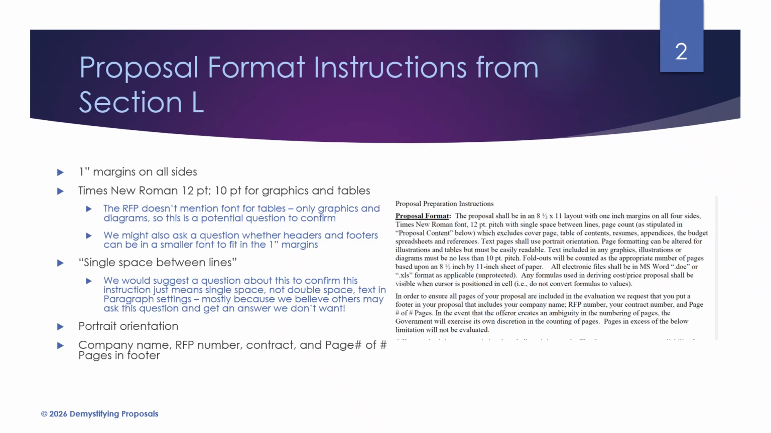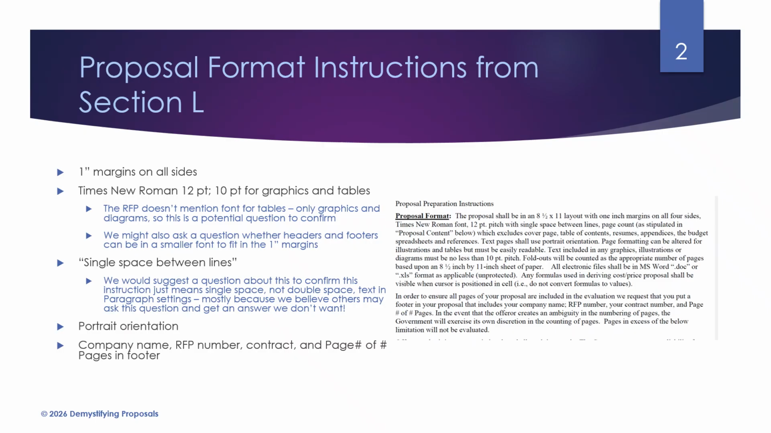So this is the proposal format instructions from section L, or as they call them, the proposal preparation instructions. They are asking for 1-inch margins on all sides, which is pretty standard in federal government proposals, Times New Roman 12 point for text, 10 point for graphics and tables. The RFP doesn't actually mention a font for tables, only for graphics and diagrams. So this is potentially a question we might want to ask to confirm that that applies to tables as well as graphics and diagrams. A lot of times the government thinks of graphics and tables as the same thing.